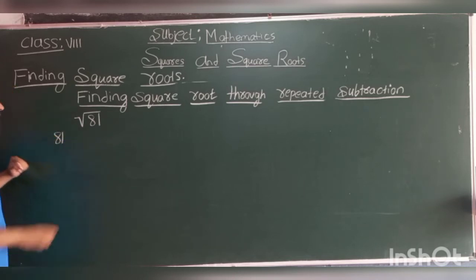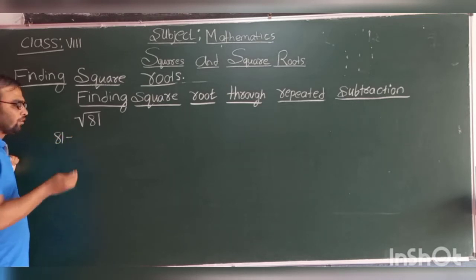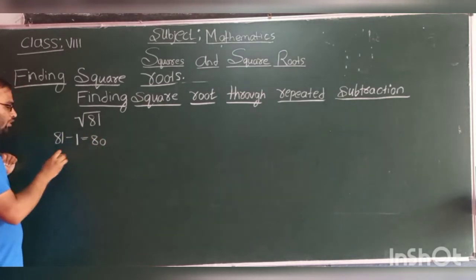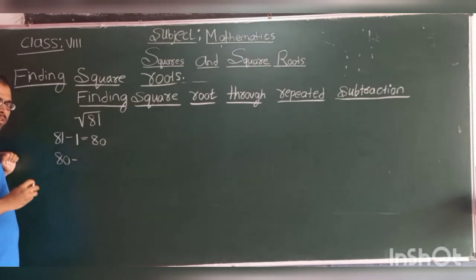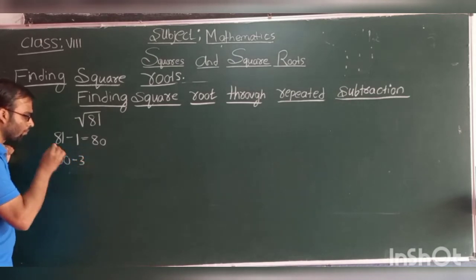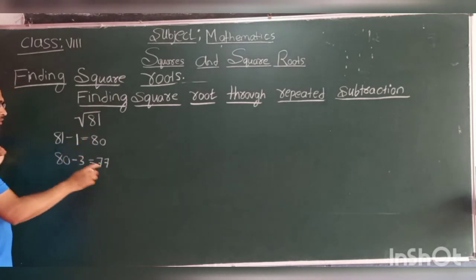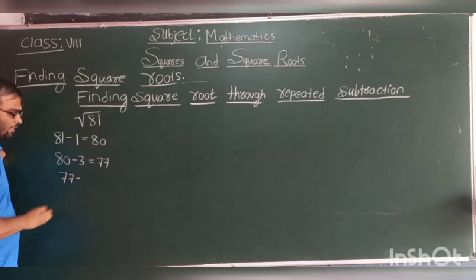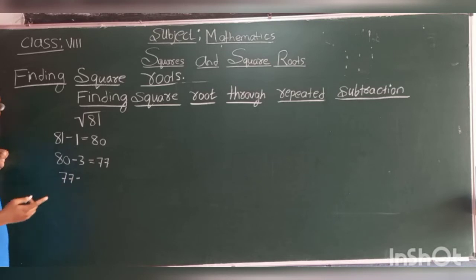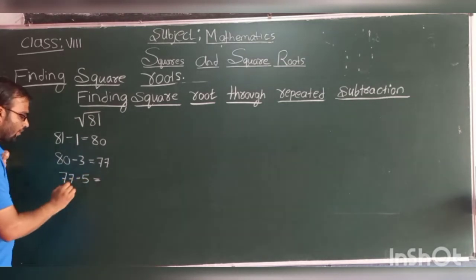First take 81. Then subtract the first odd number from 81. What is the first odd number? 1, no? Yes, 81 minus 1 is what? 80. Now you take this one. Now subtract the second odd number. Which is the second odd number? 3. Now 80 minus 3 is what? 77. Now take this one. 77. Now subtract 77 by the third odd number. Which is the third odd number? 1, 3, 5. So here the third odd number is what? 5. 77 minus 5 is what?